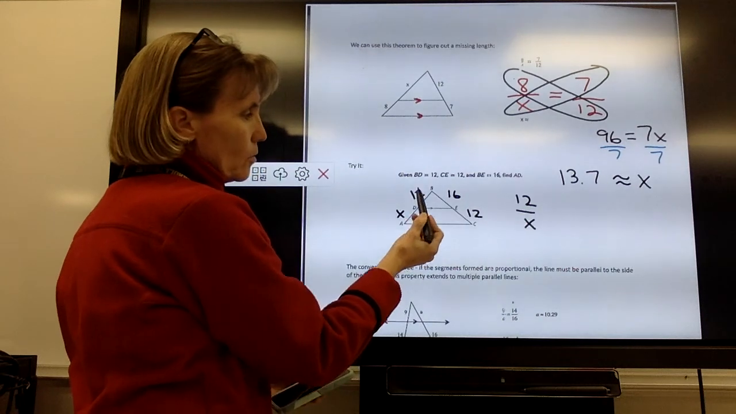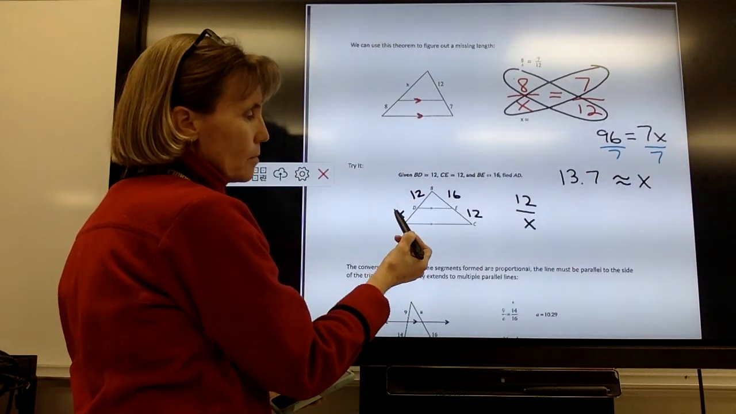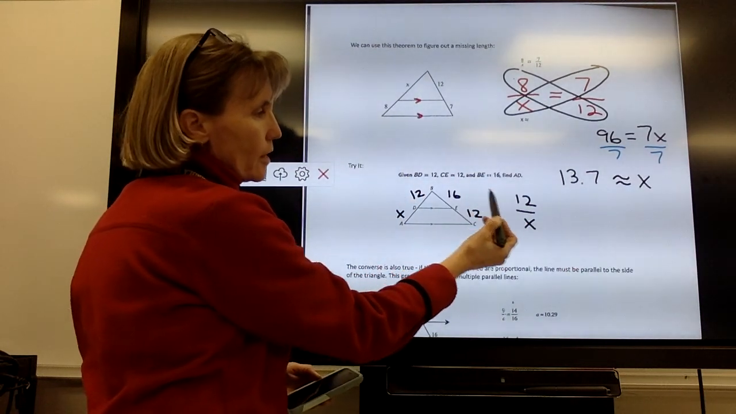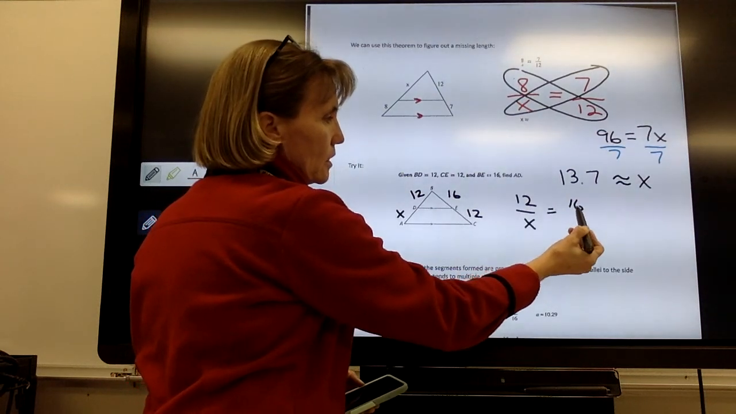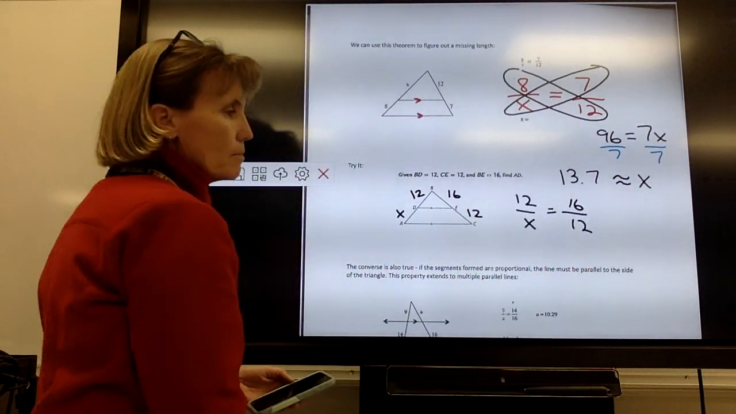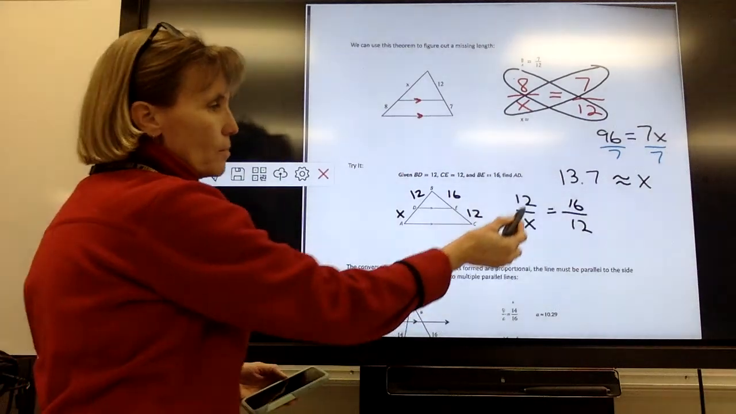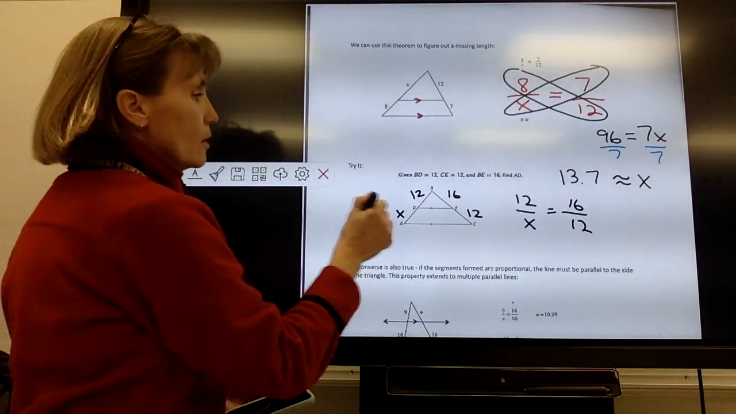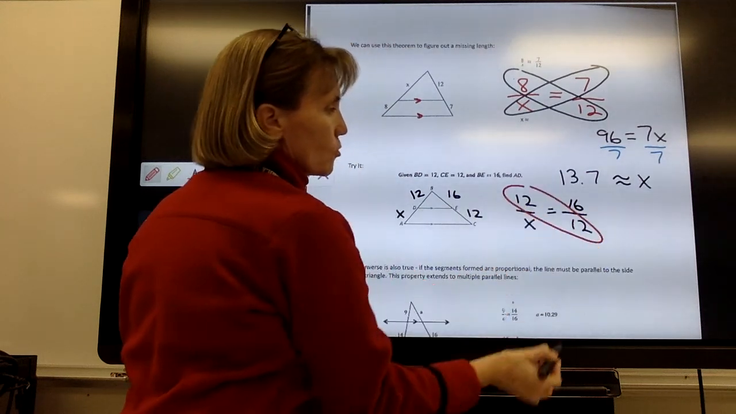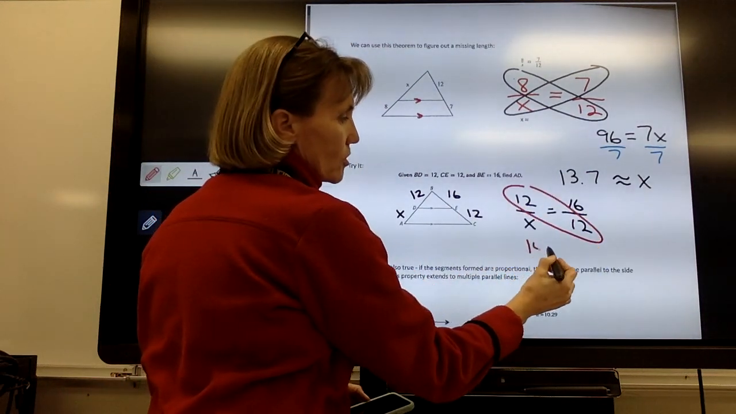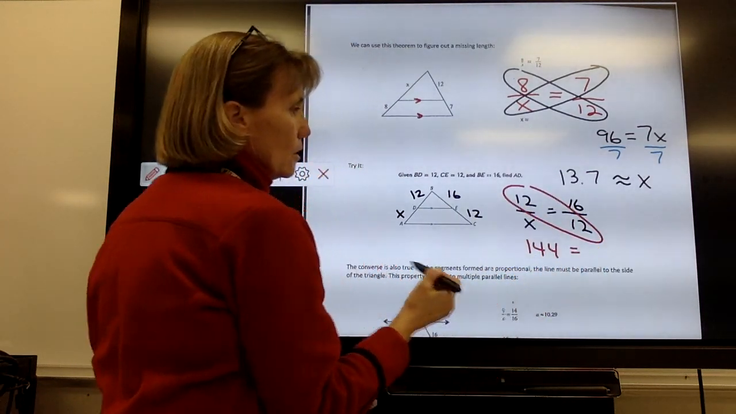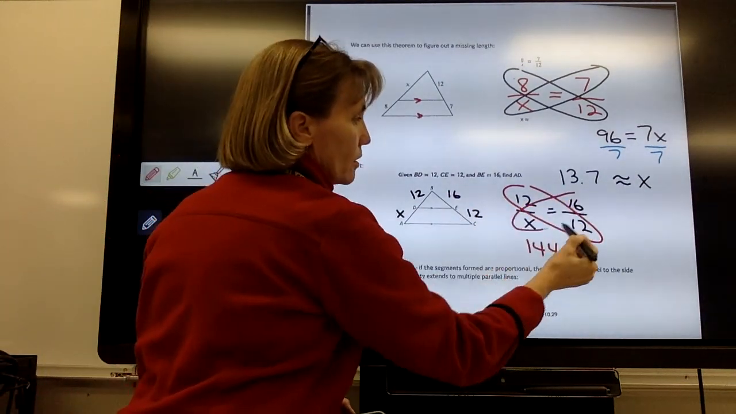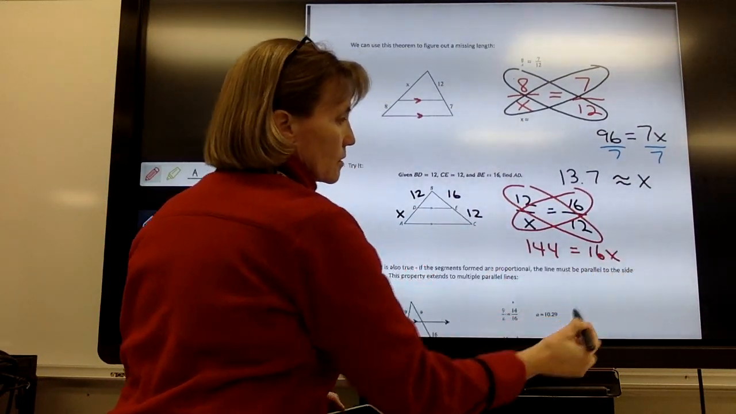I'm just going to keep it the way 12 is on the top, x is on the bottom. So when I go to the other side, I have to make sure that 16 is on the top, 12 is on the bottom. Okay, we solved that by taking the cross products. So I'm going to take 12 times 12. 12 times 12 is 144. That's going to equal this product, 16 times x.